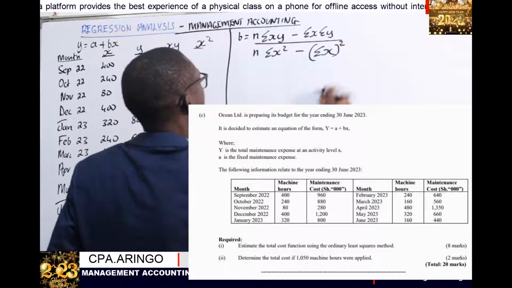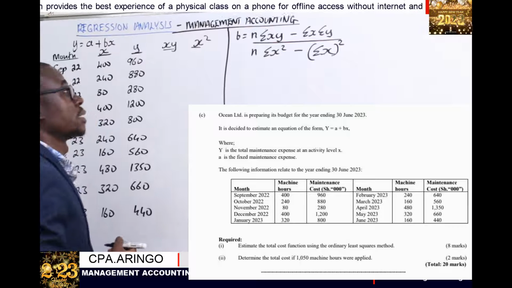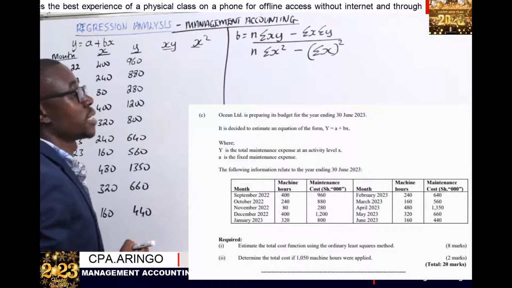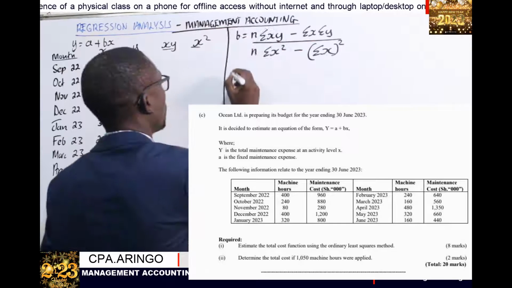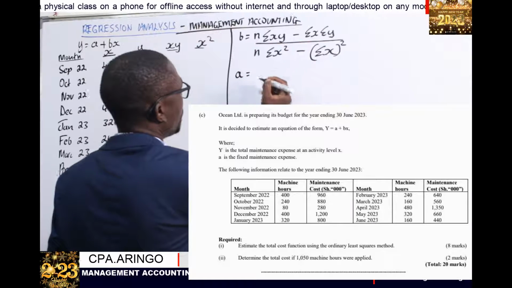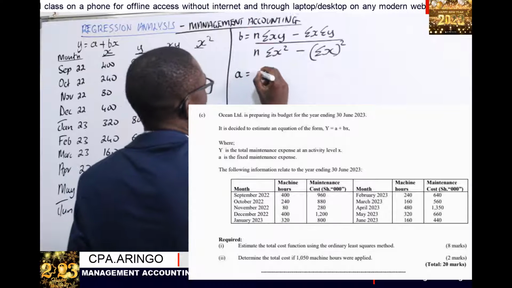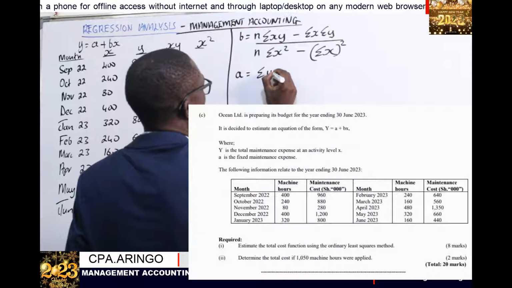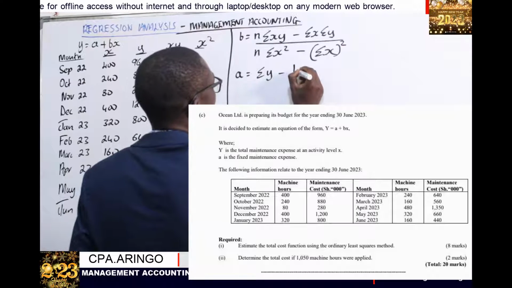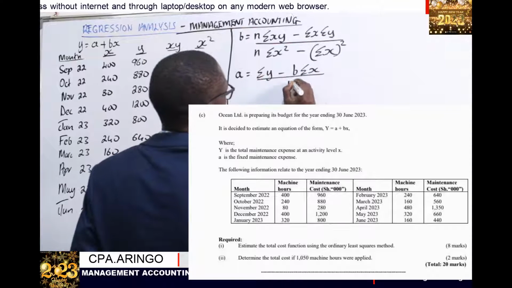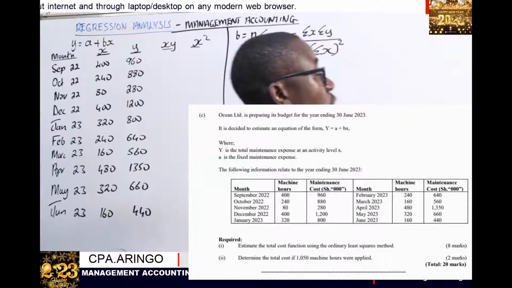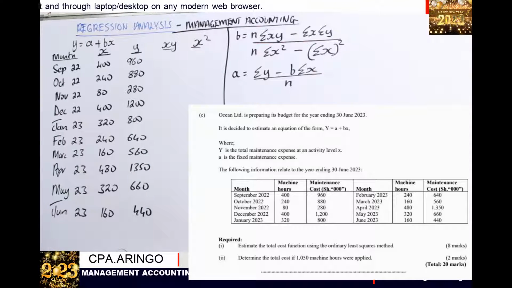Then we square. Right? So once we have this, if at all you're to use a calculator shortcut, to determine a we take summation of y, less b summation of x, then we divide by the number of data values. And to show you guys the shortcut using calculator.